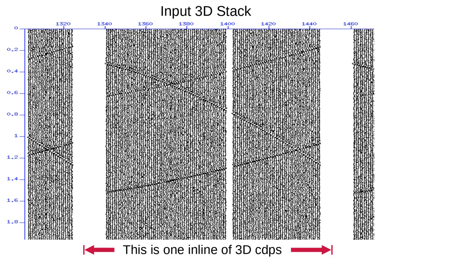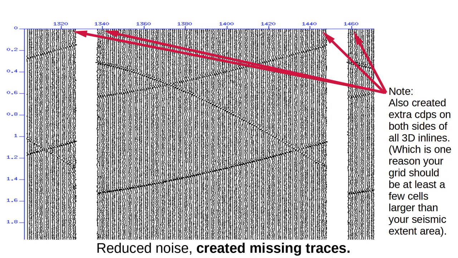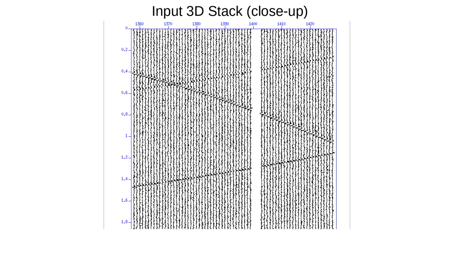This shows part of a 3D stack. The center of the image contains one inline of 3D CDPs. This is after inline noise reduction and creation of missing CDPs. Also note that CDPs are created at the ends of this 3D inline. This is one reason why it is a good idea for your 3D grid definition to be larger than your area of seismic coverage. A close-up of the input.